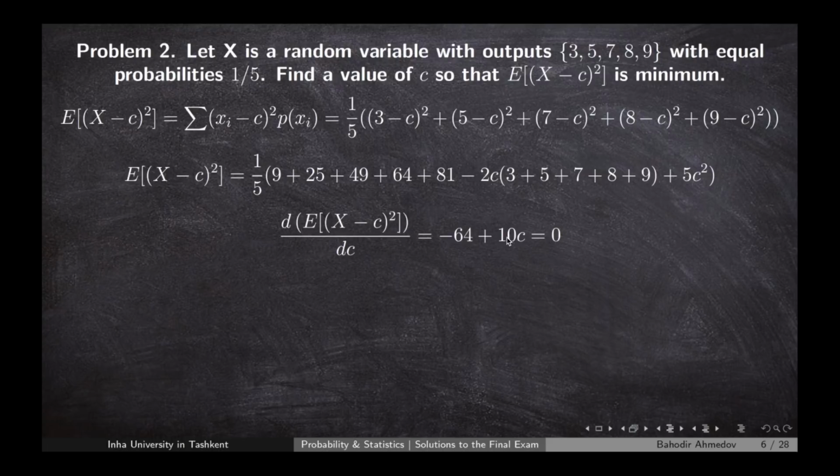We need to equate this to 0 and find c, so c is going to be equal to 6.4. For the value of c, 6.4, this function is going to be minimum. I know that this is a minimum because it is a parabola with a positive coefficient here. It means that it looks upward, and the extremum point is going to be a minimum. Since the second derivative is positive, it means that the parabola is looking up.